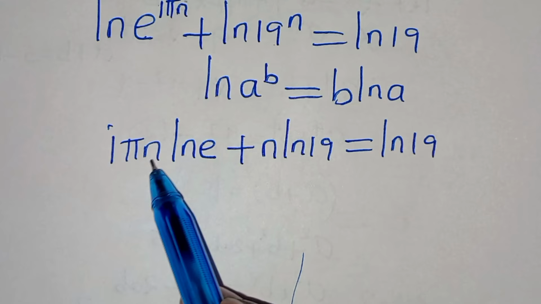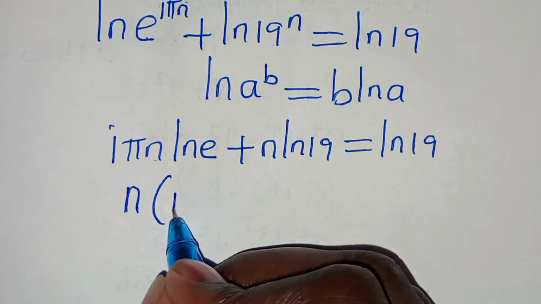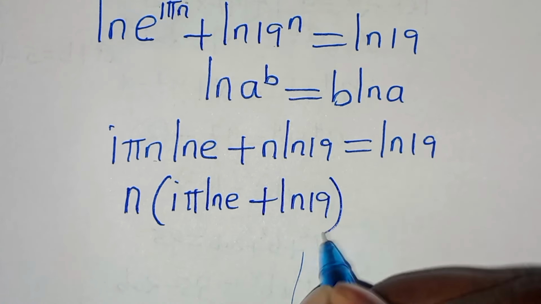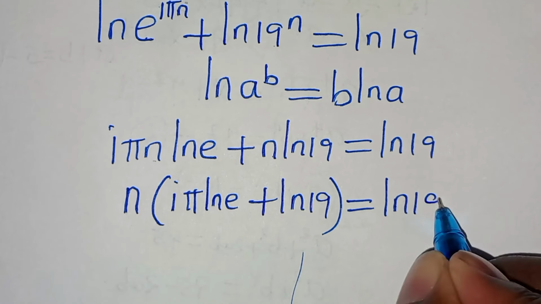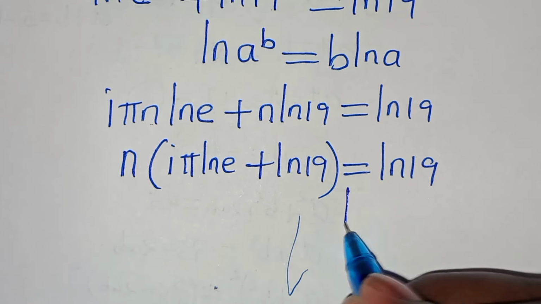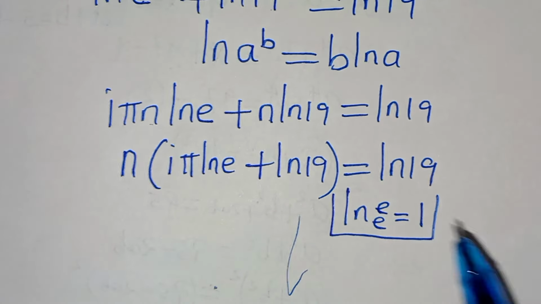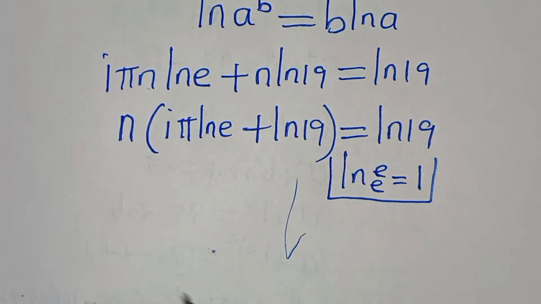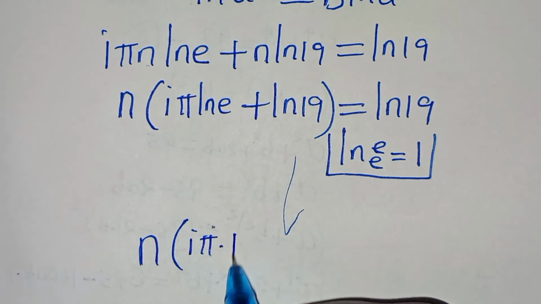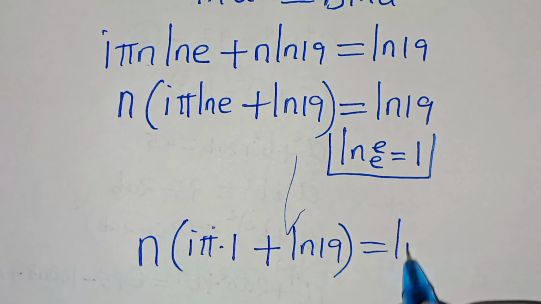Now, we have that n is common here, so we can factor out n into the parentheses. This is n times (iπ ln of e plus ln of 19), equal to ln of 19. Now, ln of e to base e is the same thing as 1. So let's substitute ln of e with 1, so that we have n times (iπ times 1 plus ln of 19), and this is equal to ln of 19.